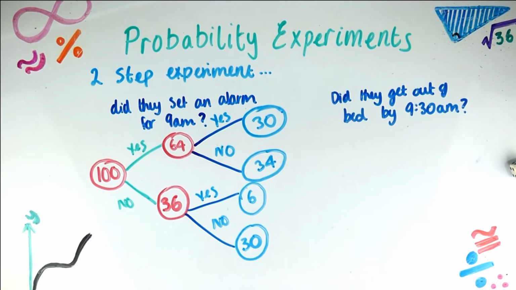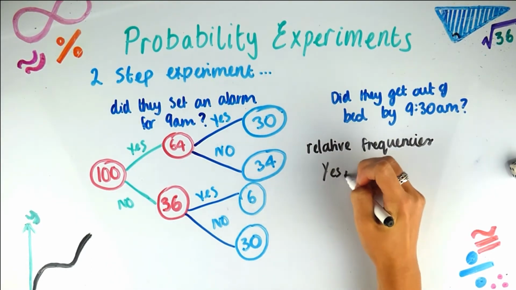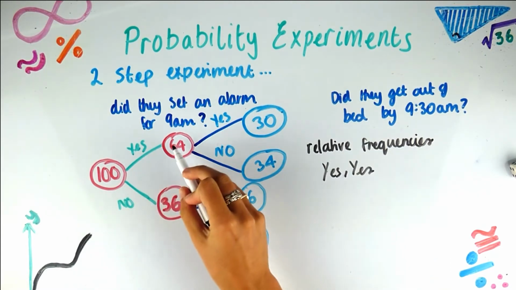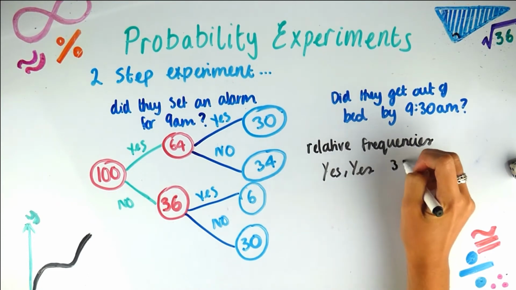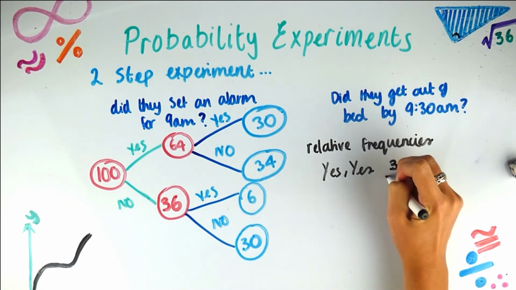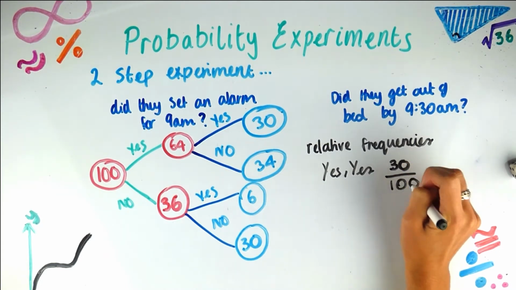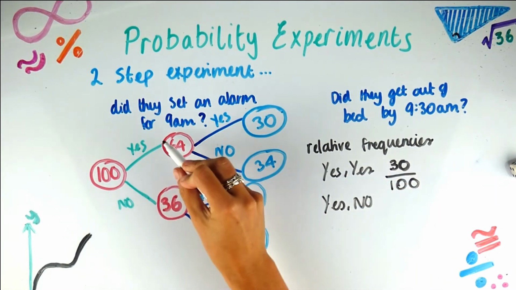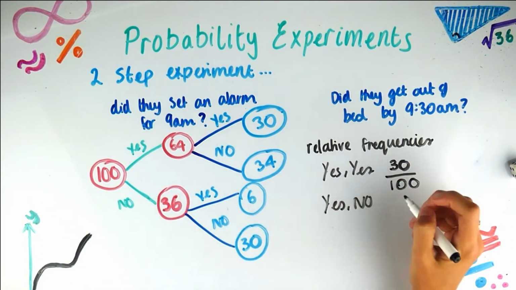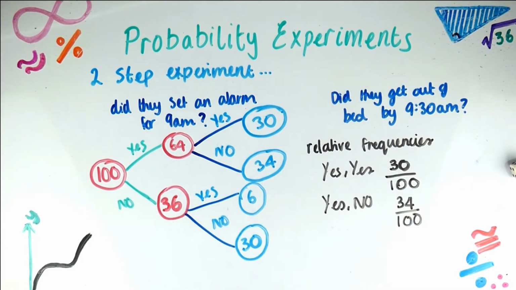And now the whole point is to work out relative frequencies. So if we do that, the way this happens is yes, followed by a yes. So if you go yes, then yes, the number is 30. So that is 30, the frequency, out of the number of times you did the experiment, and that is the total number of people, 100. If we look at yes, then no, so you set an alarm, yes, and then you didn't get up before 9:30, the frequency is 34, and again it's out of the same 100.